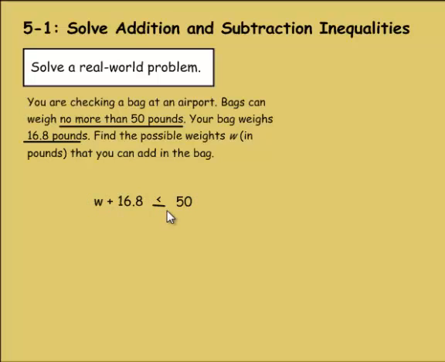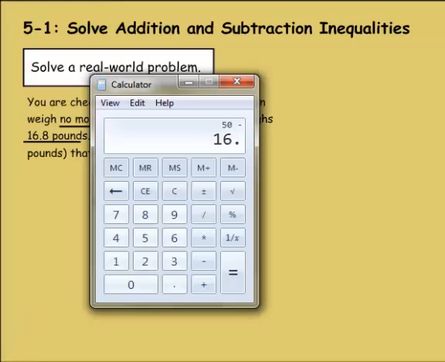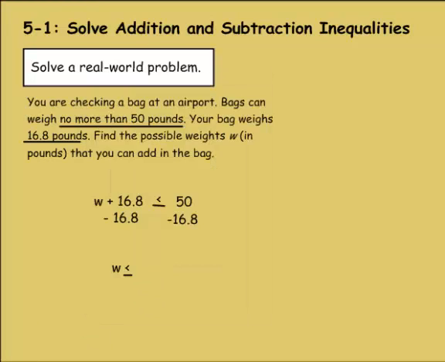And now this is like an addition inequality where we can subtract both sides, 16.8 minus 16.8. So our weight we can add has to be less than or equal to 50 minus 16.8, which is 33.2. So the weight we can add has to be less than or equal to 33.2 pounds. So we could add 33.2, but we can't add 33.3, for example. So it has to be less than that or equal to it.